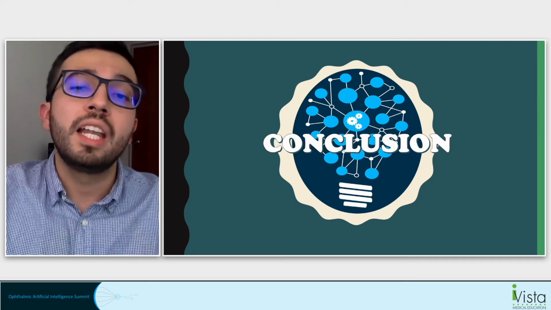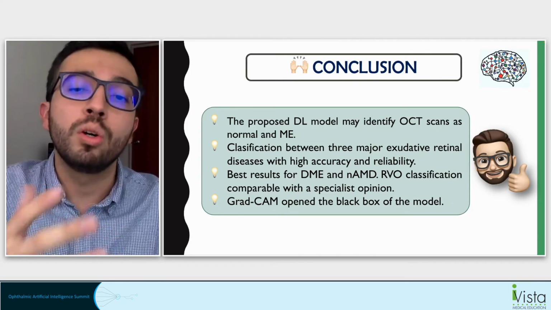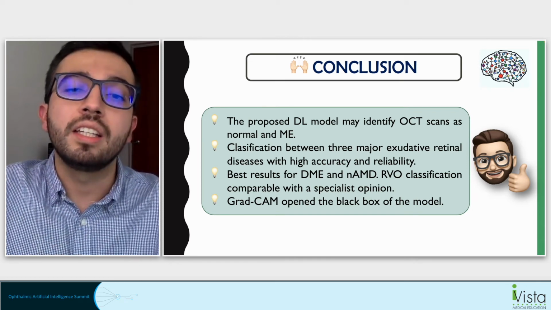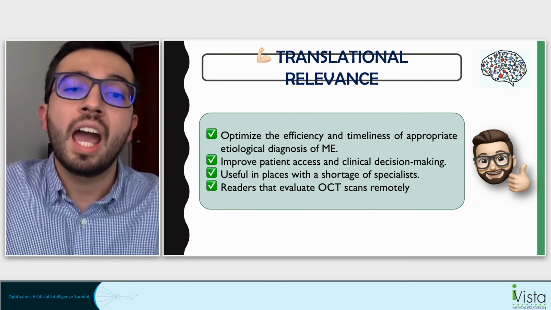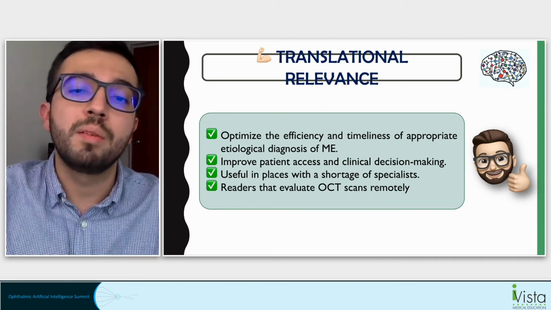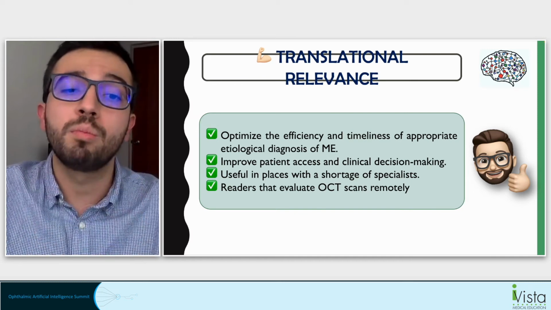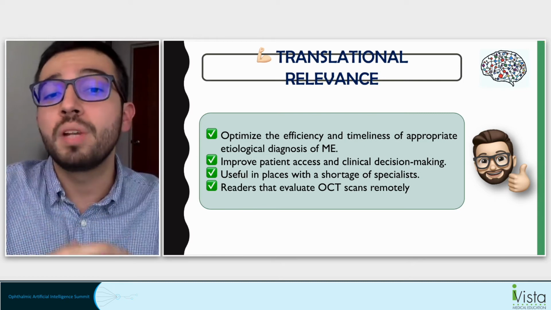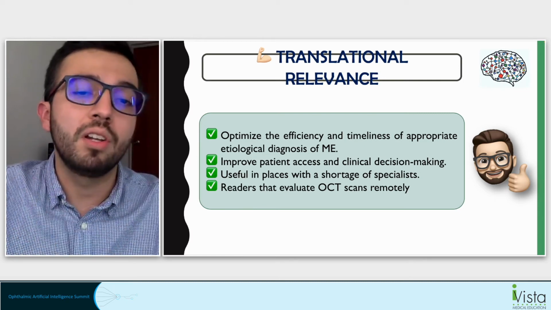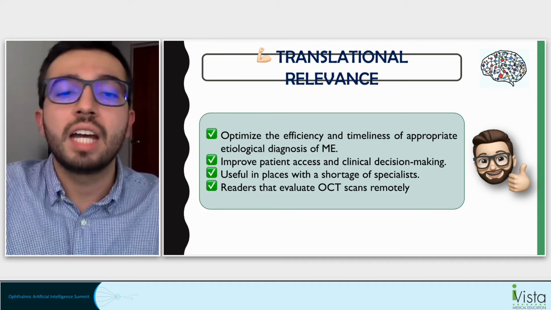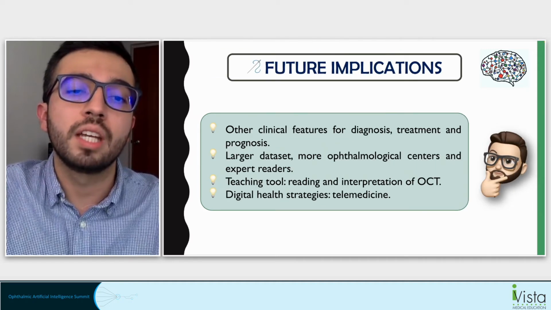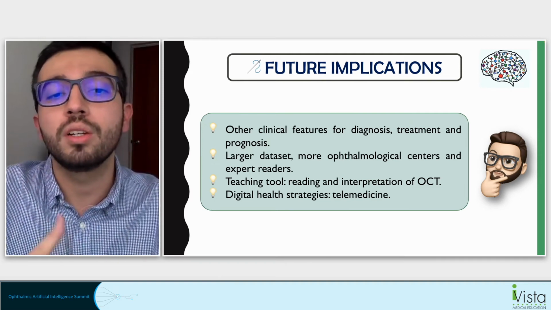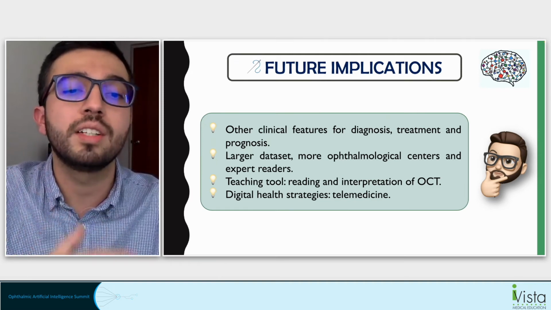So our deep learning approach gave us a good way in order to identify macular edema and the classification of its causes. And it could optimize the efficiency and timeliness of appropriate etiological diagnosis of macular edema and improve patient access and clinical decision-making, useful in places with a shortage of specialists like our developing countries and for readers that evaluate OCT scans remotely. Of course, other clinical features for diagnosis, treatment, and prognosis should be included, including larger data sets of technology centers and expert readers.